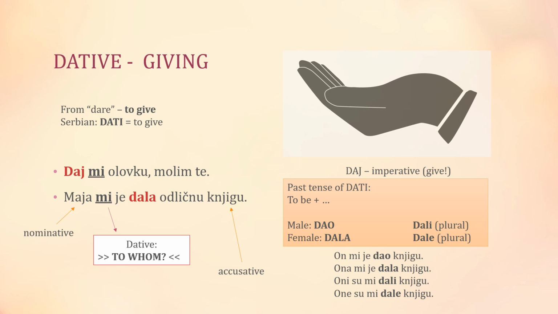The plural male form is dali. Oni su mi dali knjigu. And the female plural is dale. One su mi dale knjigu.